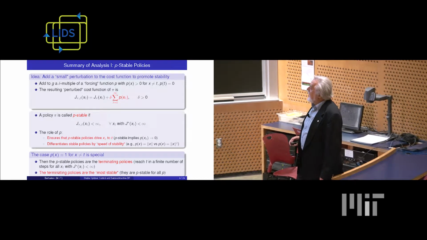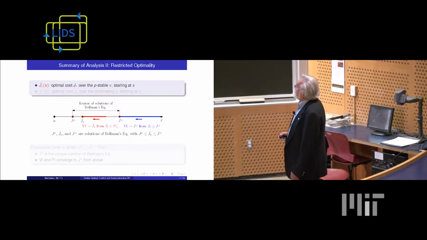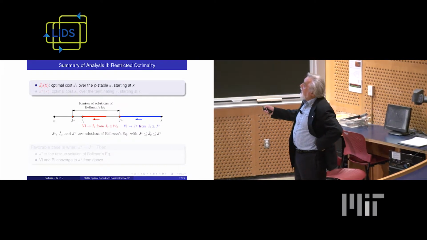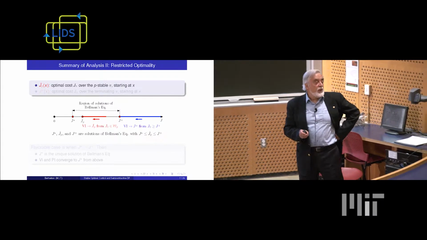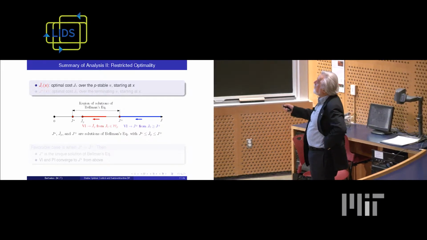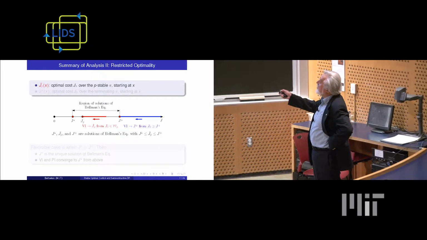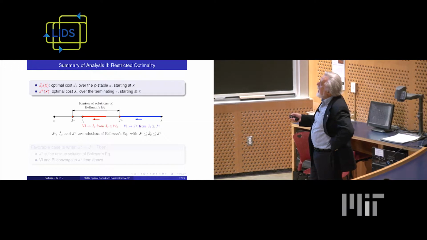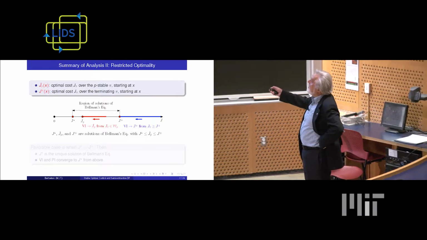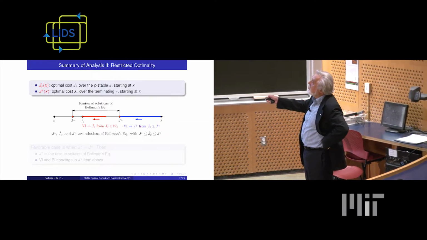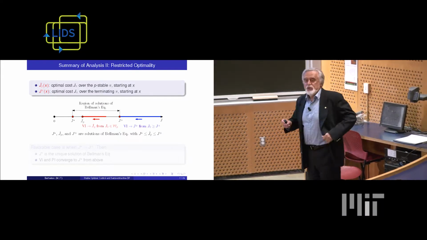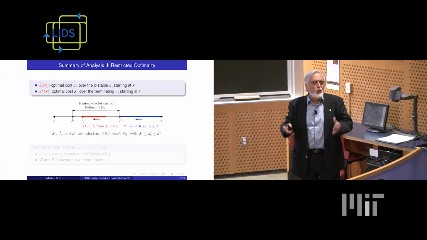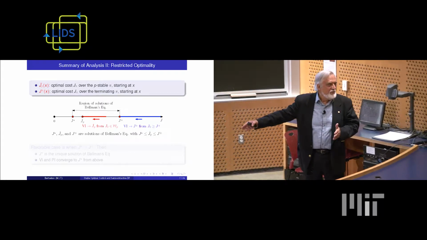Okay. Now, let's consider restricted optimality. Let's call J hat P the optimal cost over the P-stable policies, starting at x, and of course it's a function of x. And for the most stable of the policies, the terminating policies, let's call J plus of x the optimal cost. And because J plus involves minimization over fewer policies, it is clearly bigger, okay?